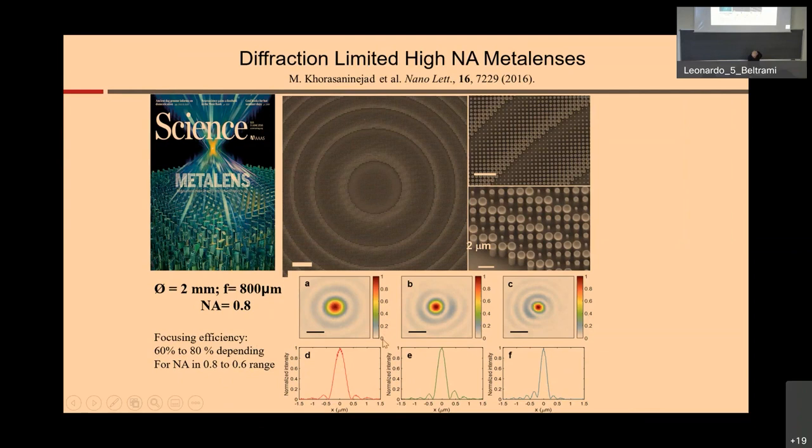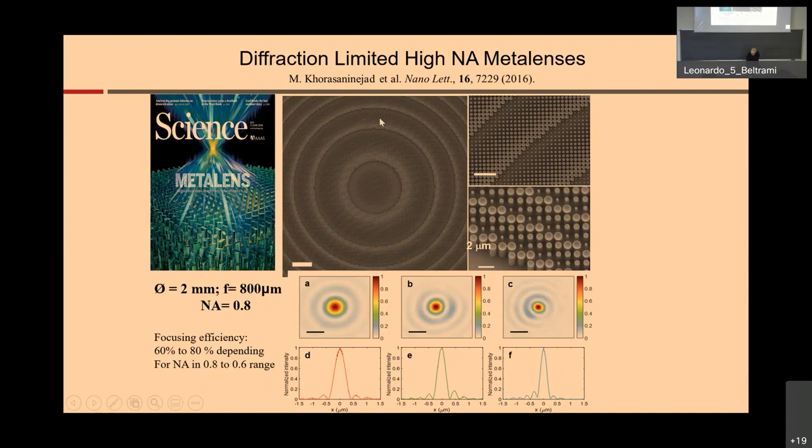But the so-called Strehl ratio, which is a measure of how close you are to the diffraction limit, is typically between 0.85 and maybe 0.95. The efficiency is actually quite good. We didn't bother to optimize it here, but you can go up to 80% depending on the wavelength. So this was a very good existence proof.